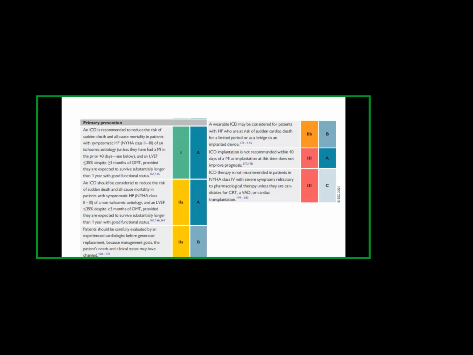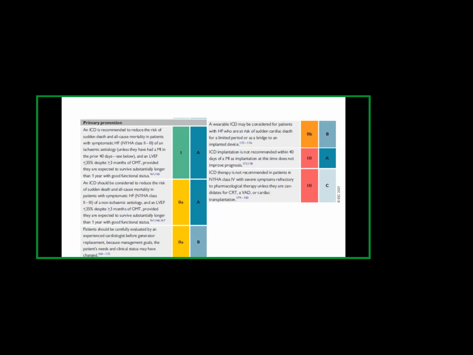of guideline-directed optimal medical therapy. Then also, they must be expected to survive substantially longer than 1 year with good functional status, just like we talked about in the previous class. So this is a class 1 recommendation. These are the only class 1 recommendations for ICDs.